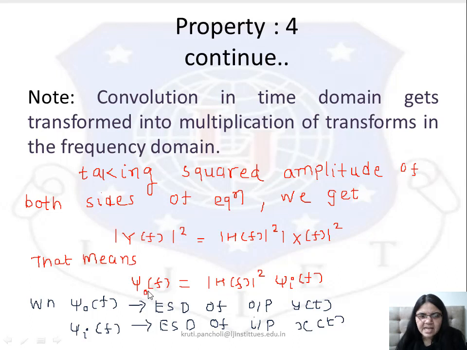So it is psi_o(f), where 'o' is an indication of output, equal to modulus of H(f) squared into psi(f). What is psi(f)? It's the modulus of X(f) whole squared. It's the ESD of the input x(t).